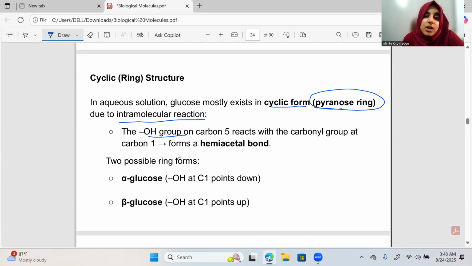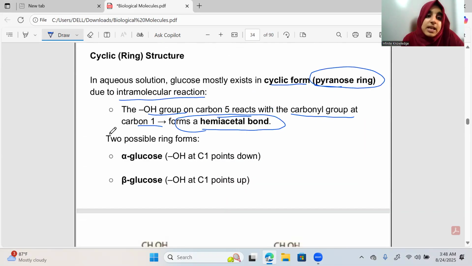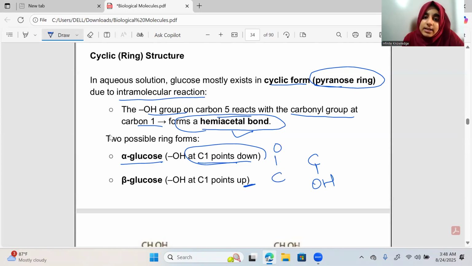Okay, the OH group on carbon number 5 reacts with the carbonyl group at carbon number 1 and it forms the hemiacetal bond. Okay, so this OH on carbon number 5, 1, 2, 3, 4, 5, this one, reacts with carbon number 1 over here and it forms this ring structure. It encloses itself in a ring-like structure and forms the hemiacetal bond. Right, now there are two basic possibilities. The first one is alpha glucose, where we have a difference at carbon number 1: the hydroxyl points downwards, right? Whereas in beta glucose, the hydroxyl is upwards.